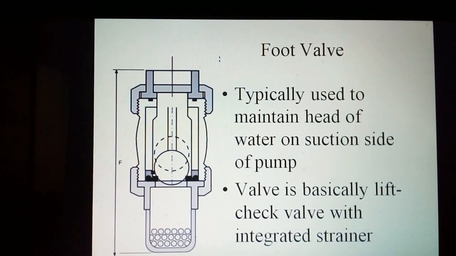Foot valve. It is typically used to maintain a column of water on the suction side of a pump. The valve is basically a lift check valve with an integrated strainer.